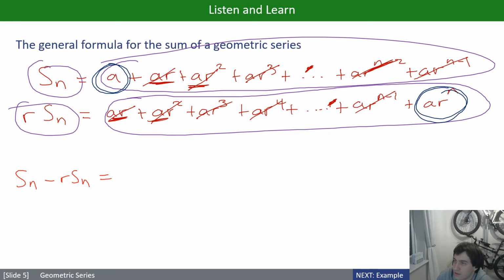So we get this: a minus ar to the n. Okay? So we had those two big equations and I took both sides away from each other. I end up with this. And now what's nice about this is I can factor out Sn, right? Sn is just a number ultimately, right? And we get this. And now I'm going to divide by 1 minus r.